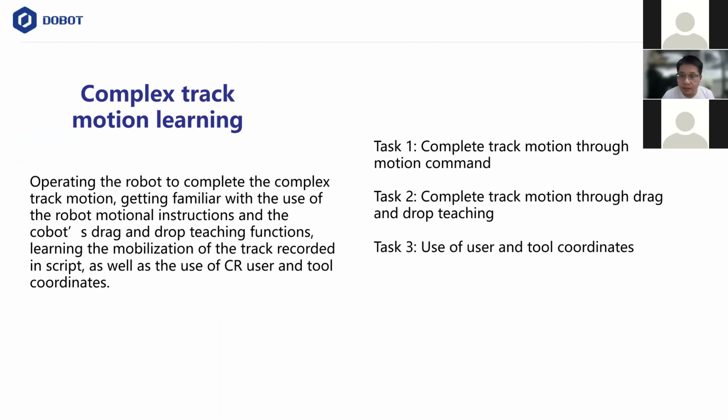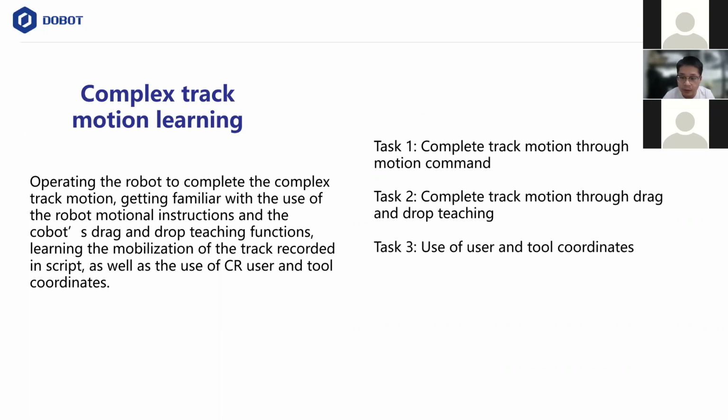Okay, I will start again for the next few parts. In the following parts, I will introduce the last three parts of the core function chaining, which are the complex check motion, remote control, and other functions. So firstly, the complex check motion learning.